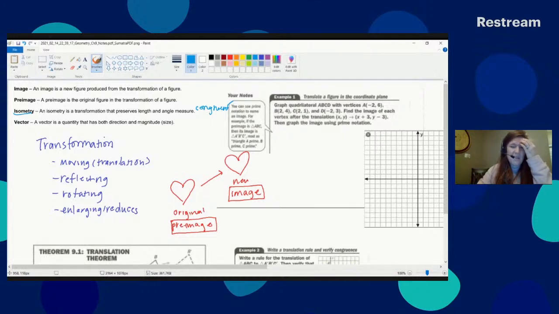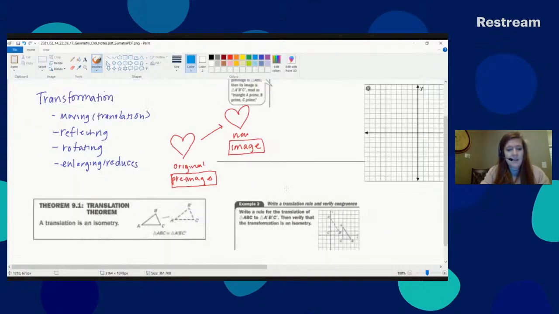Okay, so it's really just kind of like a definition of what a translation is. Down here, what you'll see going on is we have this original triangle ABC, and it's moved to a new spot over here. So now it's to the right and up a little bit.